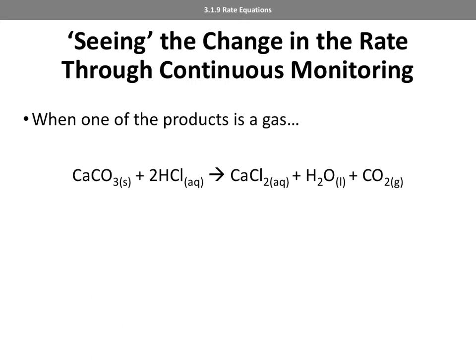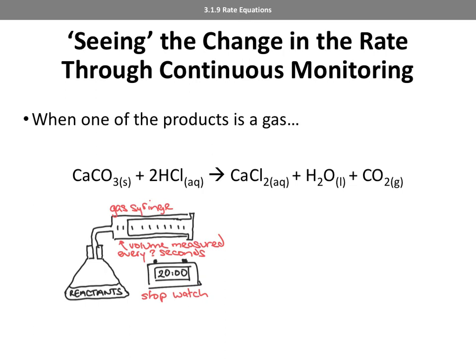And so one example where we could do this is if there was a gas produced. So in this reaction here, we have calcium carbonate reacting with hydrochloric acid, and that produces salt, water, and carbon dioxide. So one of the products is a gas. We would see fizzing or effervescence, and we could measure the volume or the mass of that gas produced over time.